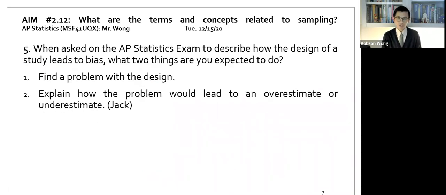And that gets to this next question. When we talk about bias, what do we do? We find the problem with the design, as Jack points out, but then we also explain how that problem specifically would lead to an overestimate or an underestimate. You never just say there's bias. You explain what the direction of the bias is and why that's an issue, how that's an issue.